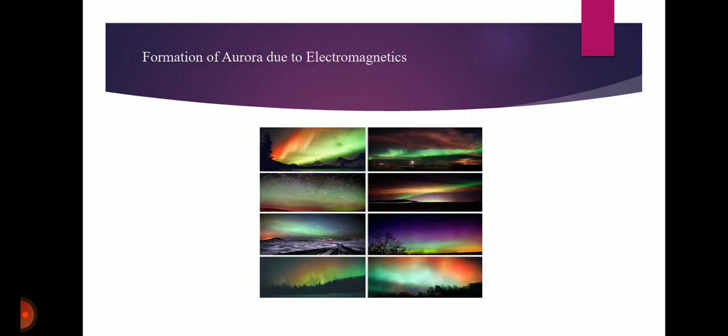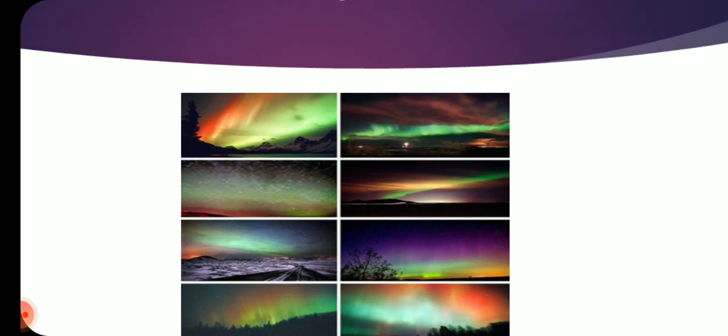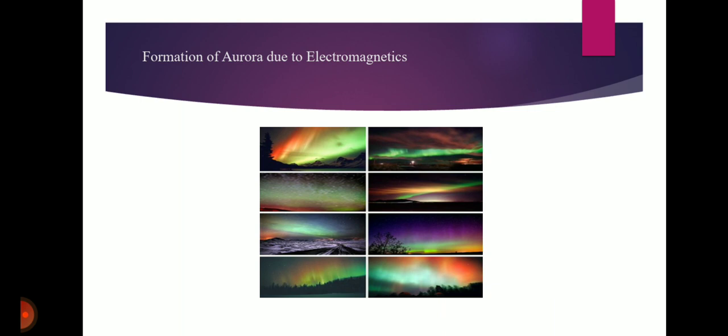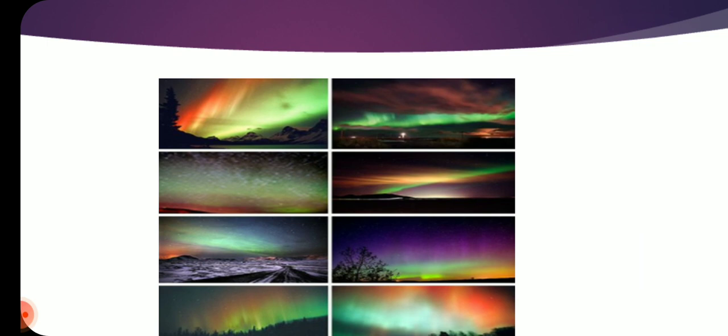Here, the formation of aurora due to electromagnetics. You can see the different color formations which are beautiful. So they are formed due to electromagnetics. It is known as aurora.